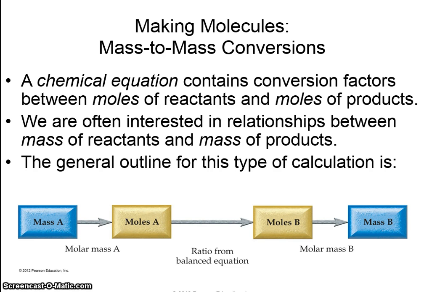So a chemical equation contains conversion factors between moles of reactants and moles of products. We are interested in relationships between the mass of reactants and the mass of products. The general outline for this type of calculation is given in this diagram below, where the mass of A, you can convert to the moles of A by using molar mass relationships. And then with your balanced chemical reaction, you can make a ratio of how many moles of A go to moles of B and then convert to mass.